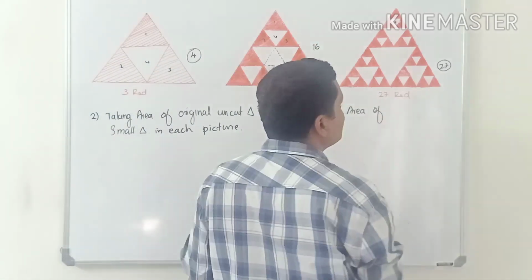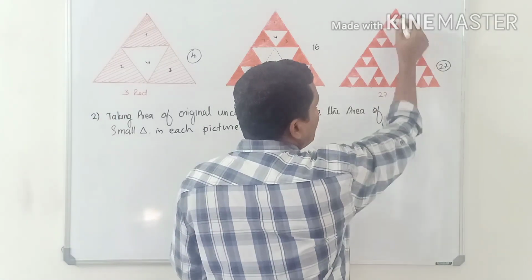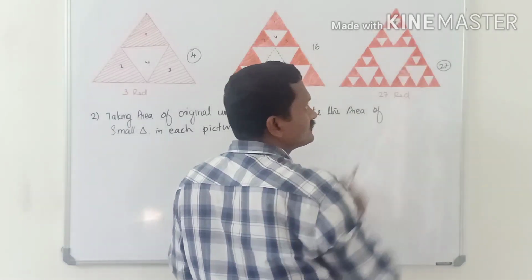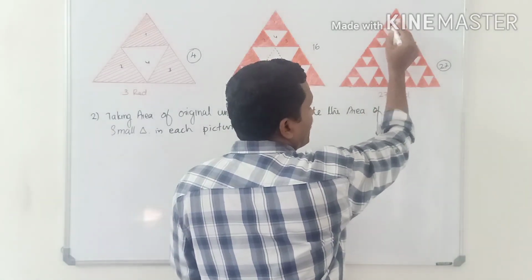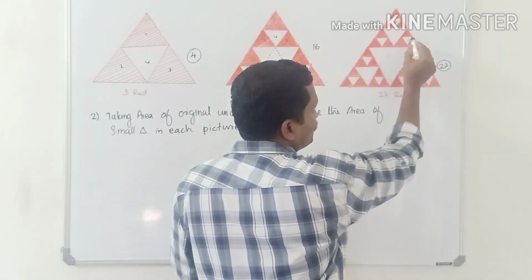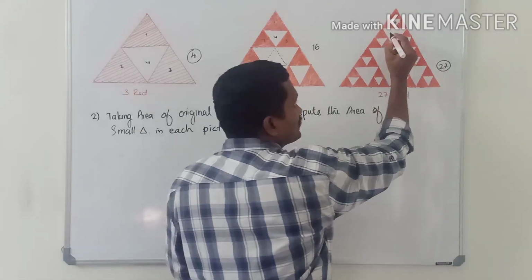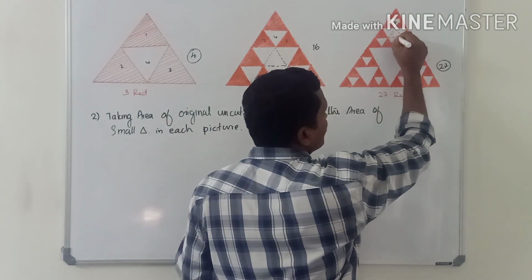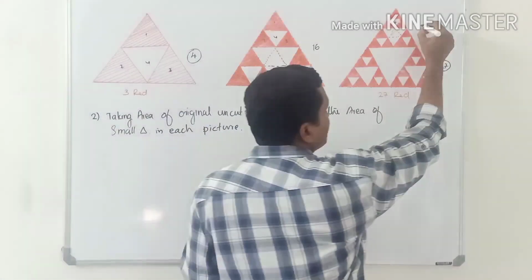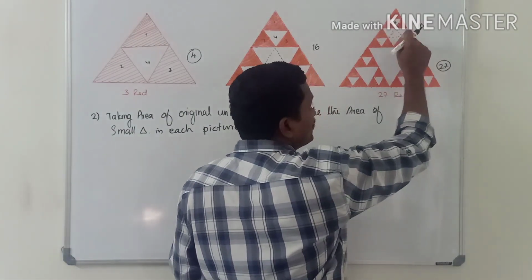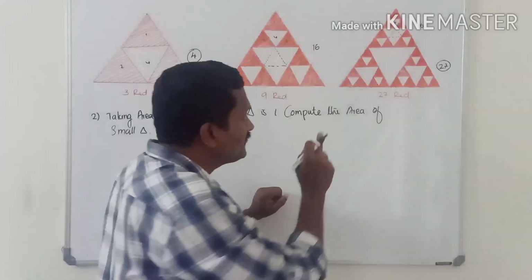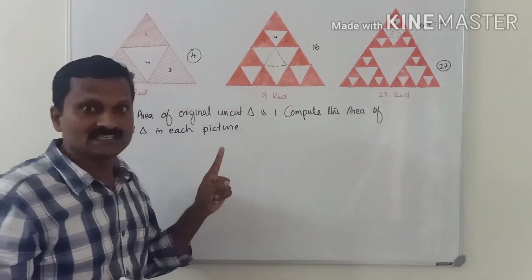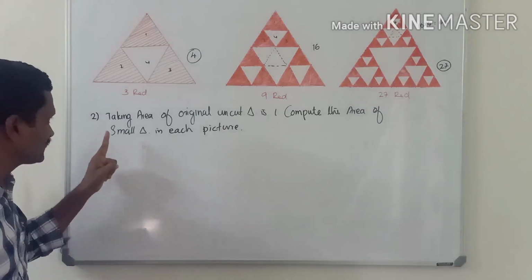Then what about this one? Here totally 4 triangles: 1, 2, 3 and 4. In this, there are 4 triangles. Here also 4 triangles. This uncut region is also divided into 4 triangles, like this. Then how many triangles are there? 16 triangles. 4 times 4, 4 fours are 16. Then 16 into 4, that is 64. So 64 triangles.